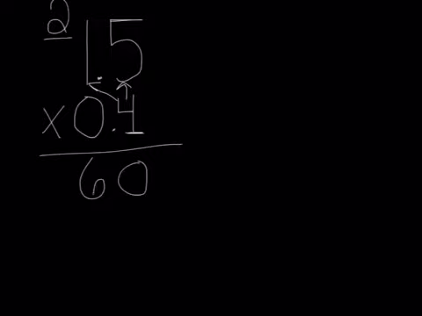Then I'm going to look at the second number. In this case, the second number is 0. And when I have 0 times anything, I get 0. So 0 times 5 is 0, 0 times 1 is 0. I don't need to write anything down in this step where I normally would.